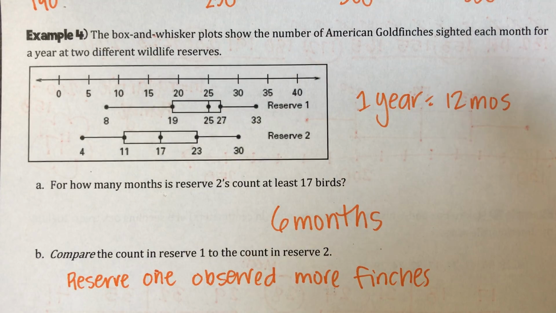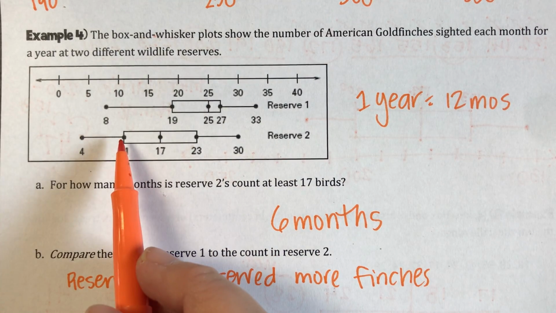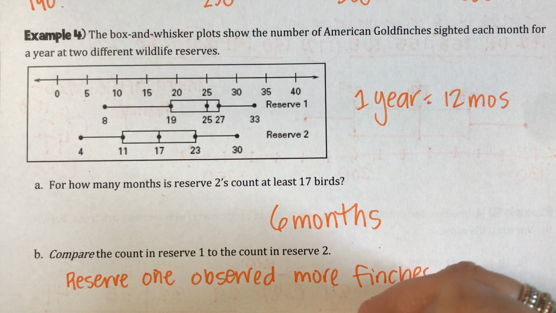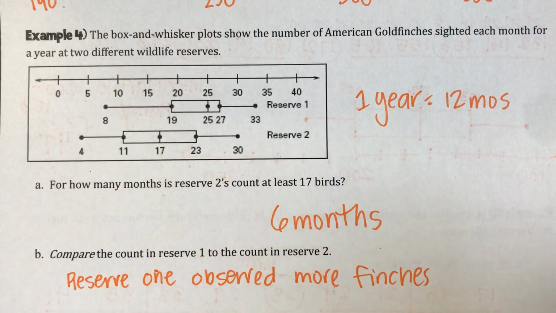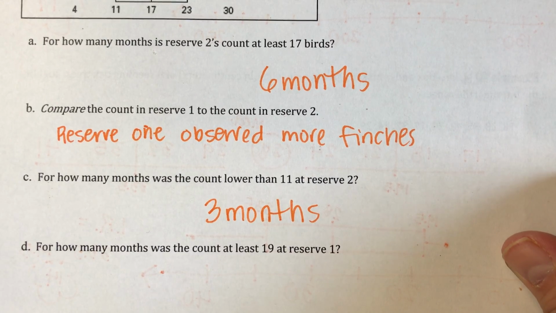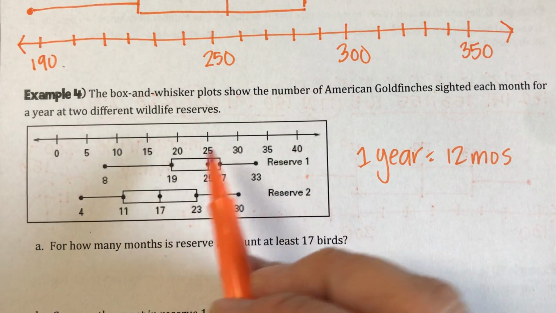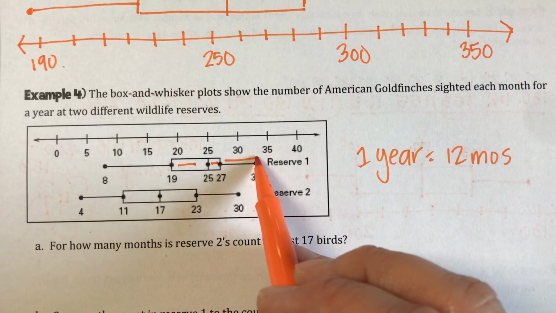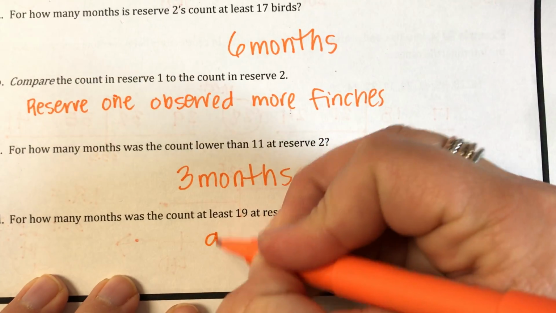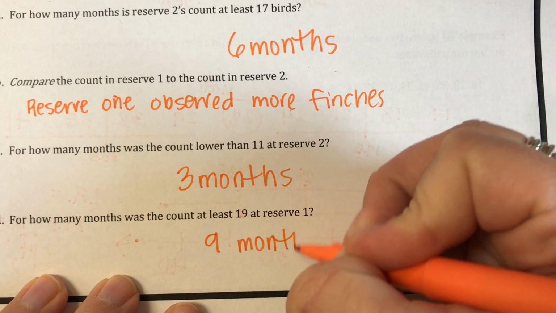Okay, for how many months was the count lower than 11 at Reserve 2? So here's 11. Lower than 11 is 1/4. So that would be 3 months. And then letter D, for how many months was the count at least 19? So 1/4, 2/4, 3/4. So that would be 9 months.